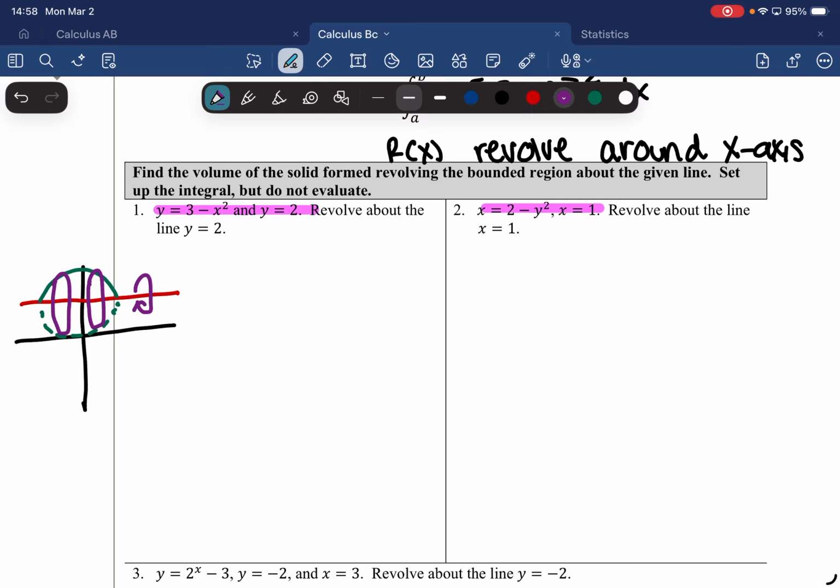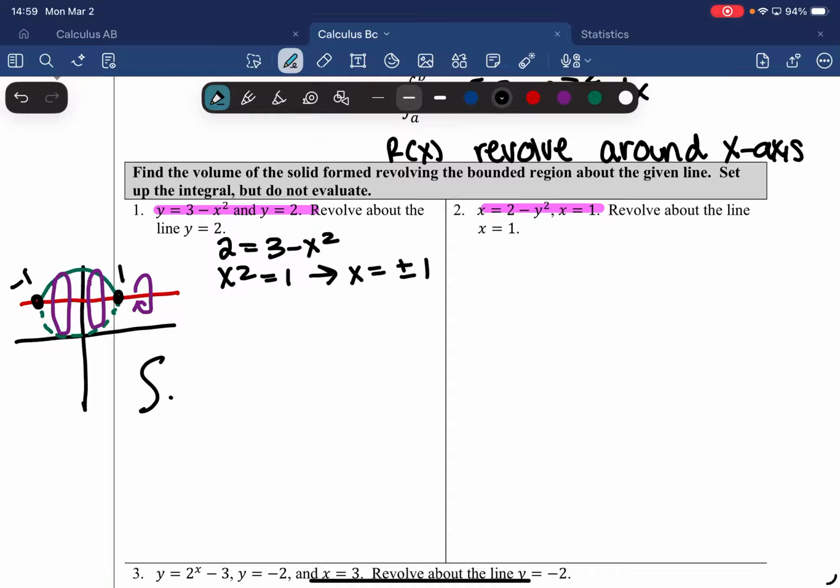Okay. The only thing that I need that I do not have just yet is, again, these intersections in order to figure out what my bounds are going to be. So in order to find those intersections, I just set the two equations equal to each other. So I have 2 is equal to 3 minus x squared, and then I solve for x. So I would subtract 3 over, divide by negative 1, so I get x squared is equal to 1, and then take the square root on both sides, and I get x is equal to plus or minus 1. So I have negative 1 here and positive 1 here. Okay, which means I can now set up my integral.